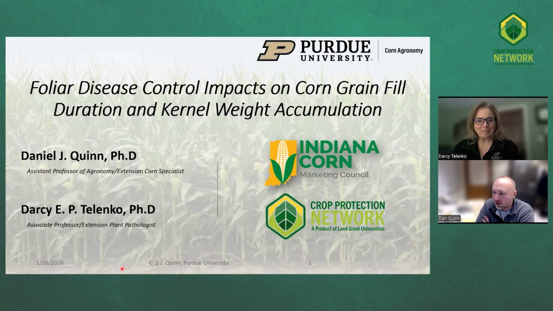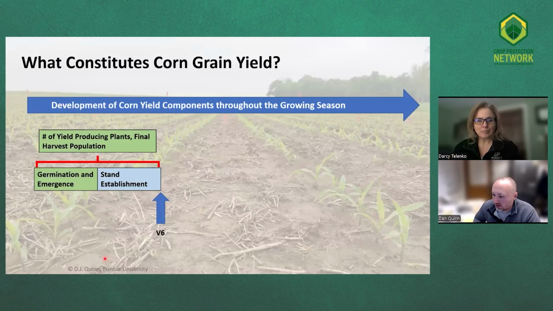So the title of our talk is Foliar disease control impacts on corn grain fill duration and kernel weight accumulation in corn. And I'll jump right in. One thing that I often present when I give a lot of presentations on corn management in general is taking a step back and looking at overall yield components and how yield is determined and formed in corn.